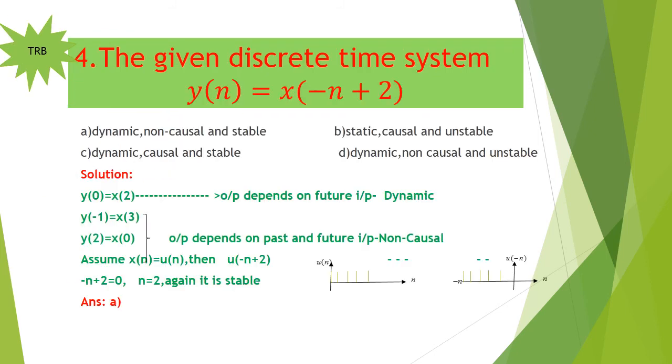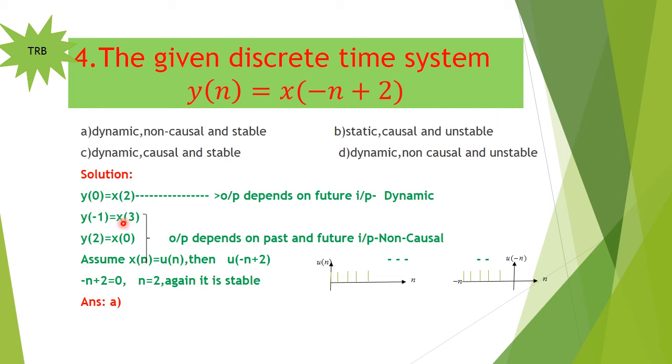So the next problem is the given discrete time system y of n is equal to x of minus n plus 2. So we have to check. First, substitute n is equal to 0. While substituting n is equal to 0, you will be getting y of 0 equal to x of 2. So the present time instant depends on the future input value. So it is called a dynamic system.